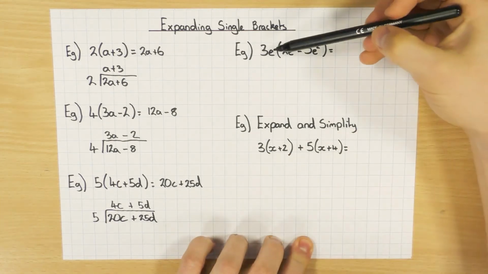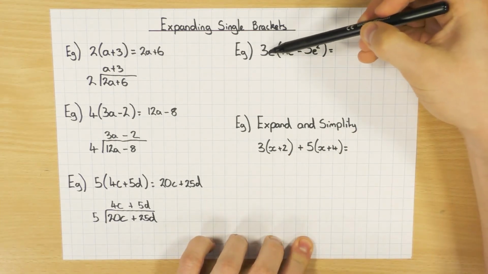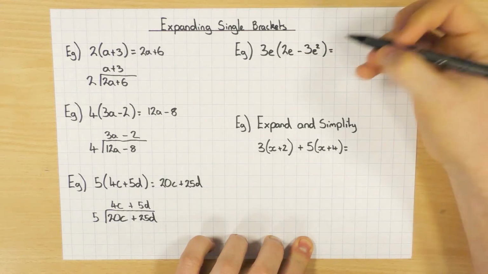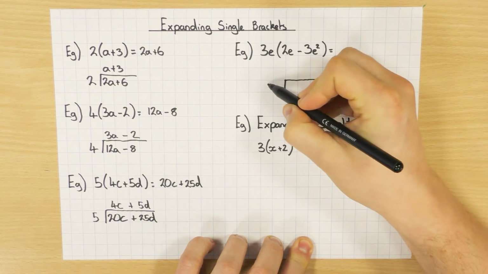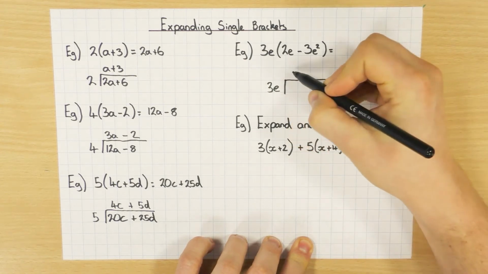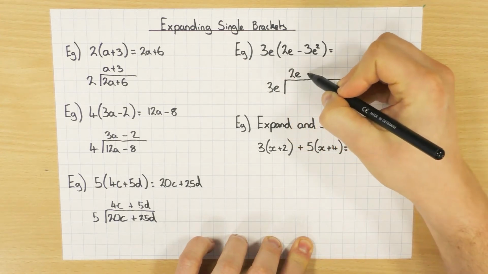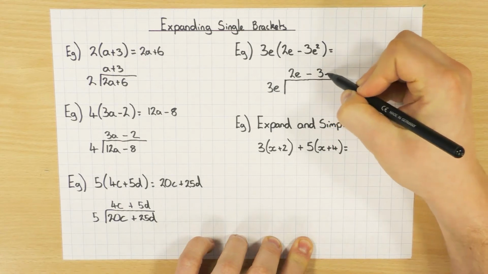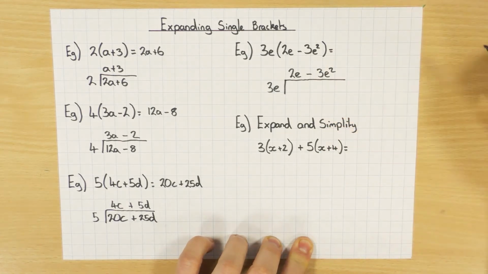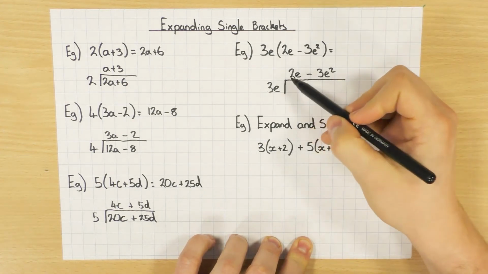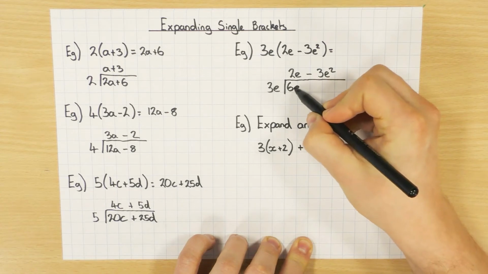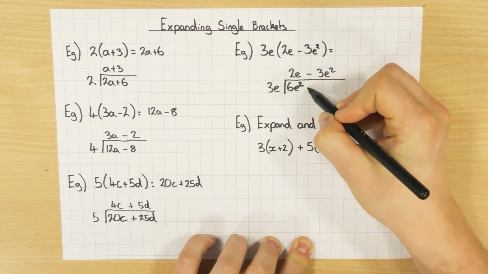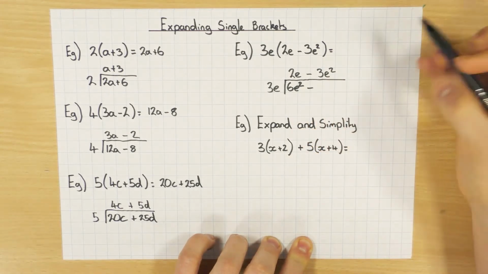Looking a bit trickier now, where we've actually got a letter or a variable on the outside. Again, exactly the same method. Don't let it put you off. Draw yourself a nice little grid. 3e on the outside, and then 2e minus 3e squared goes on top because that's inside the brackets, and we just times them. 3 times 2 is 6. e times e is e squared. There's my minus, you can put that in there if you like.